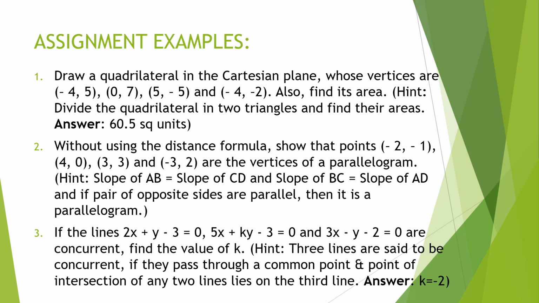Third one, if the lines 2x plus y minus 3 equal to 0, 5x plus ky minus 3 equal to 0 and 3x minus y minus 2 equal to 0 are concurrent, find the value of k. Concurrent means they pass through a common point. When all three lines pass through a common point, the point of intersection of any two lines will lie on the third line. So first find the point of intersection of two lines and then put it in the third one. You will get the answer of k as minus 2.